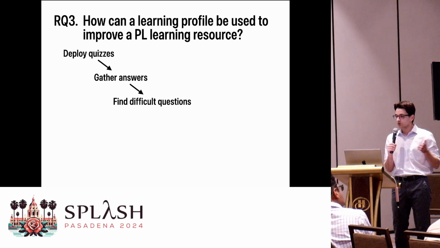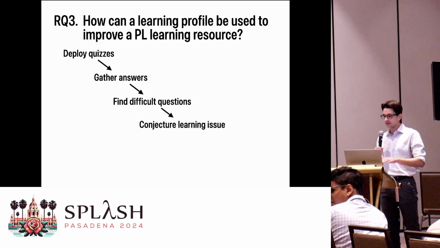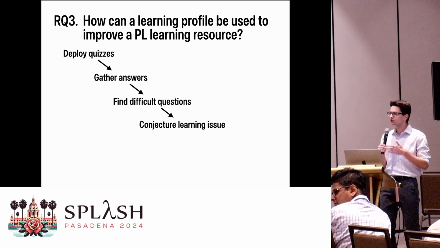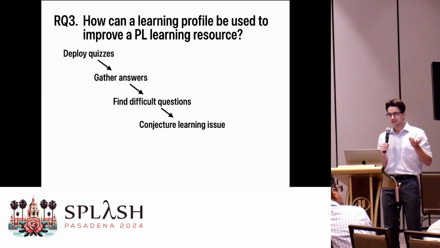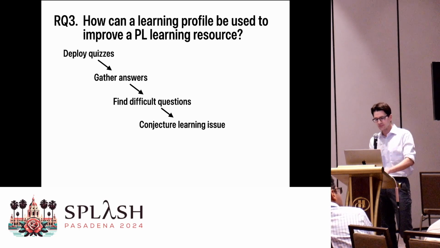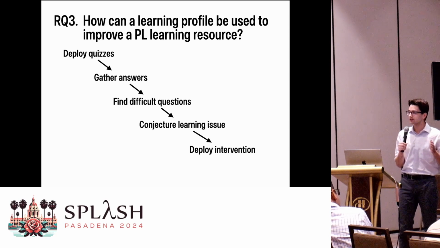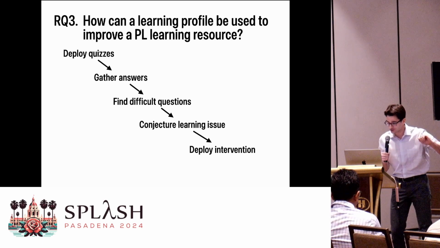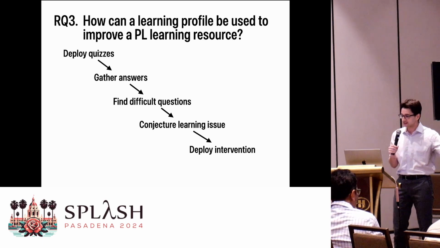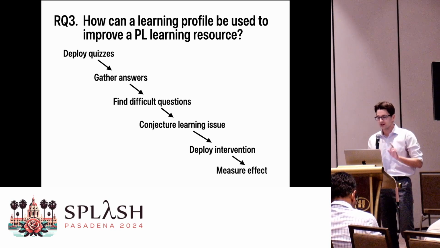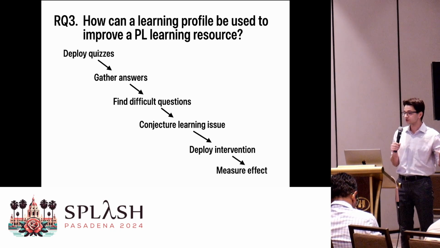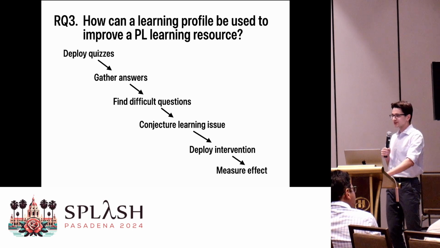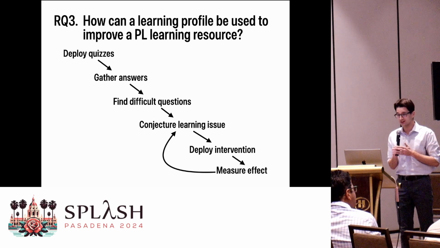For a given difficult question, we look at the corresponding section of the textbook, as well as people's incorrect answers, and we conjecture why readers are getting a particular question wrong. And then we measure whether it worked, but I'm getting ahead of myself. First, we deploy an intervention based on that conjecture out to the textbook, and we measure the efficacy of that intervention by whether or not quiz scores go up or down after we've deployed it into the wild. And if that doesn't work, we revisit our conjectures and try again.